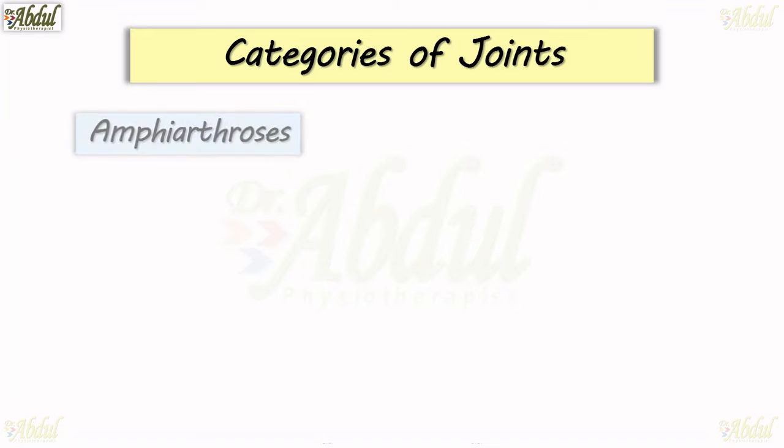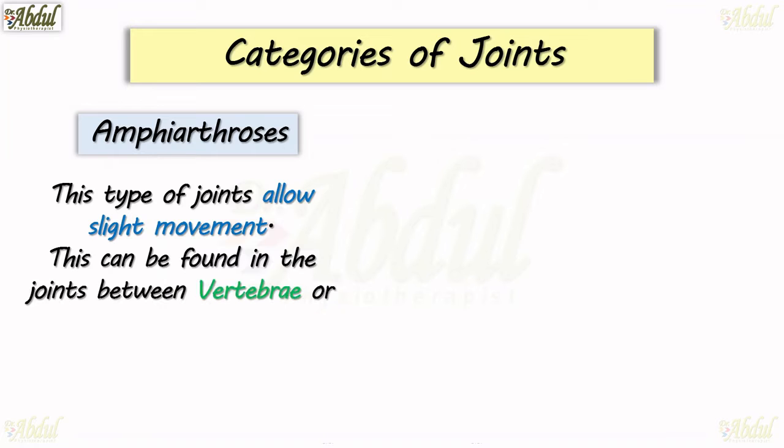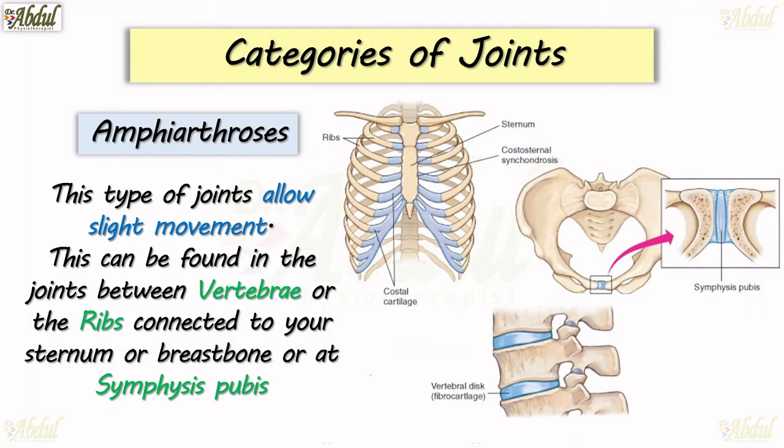Amphiarthrosis. This type of joint allows slight movement. This can be found in the joints between vertebrae, or the ribs connected to your sternum or breastbone, or at the symphysis pubis.